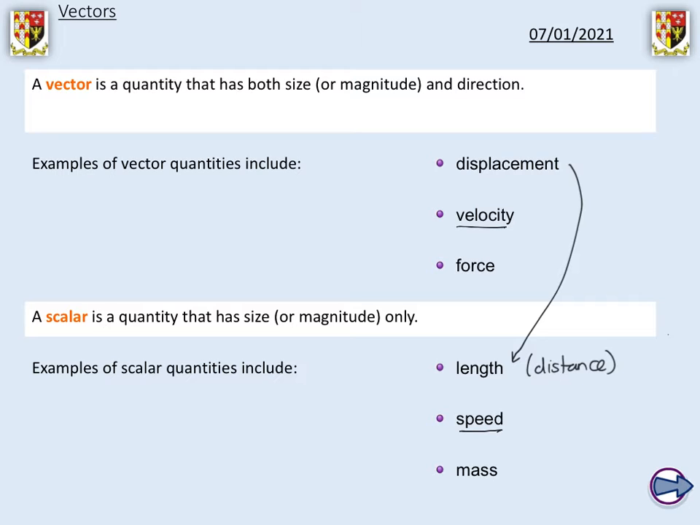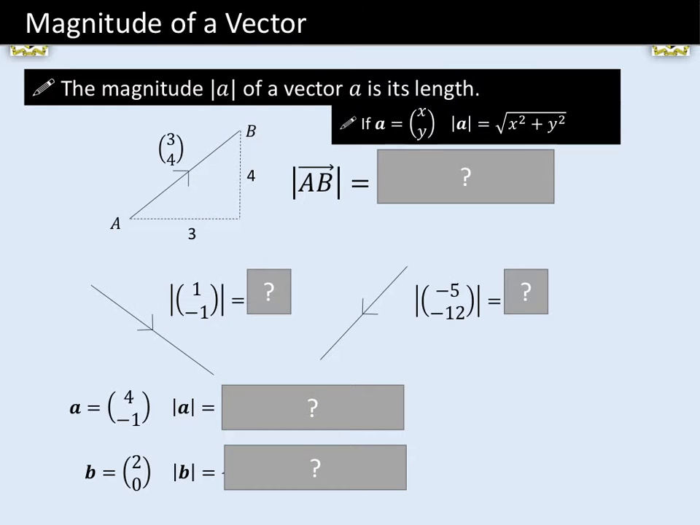And remember as well that velocity could be our vertical velocity, and we could have a horizontal velocity there as well, whereas speed will just be in one dimension. And then there is also a connection between force and mass, but you'll cover that a little bit more in mechanics.